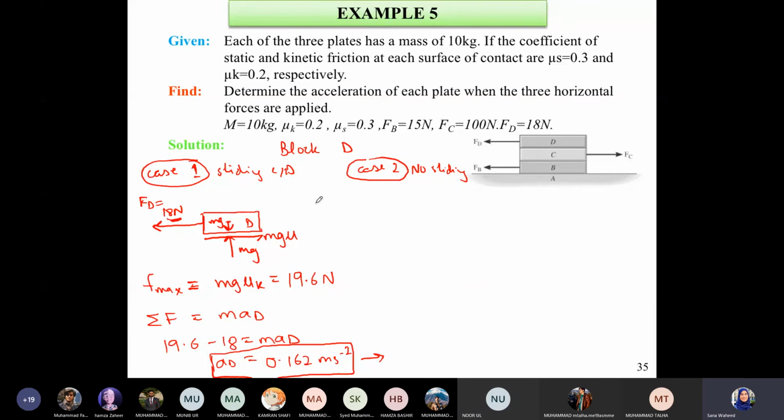So because of the motion of C and D, the frictional force has come into effect, such that it acts on D as well, to the right.